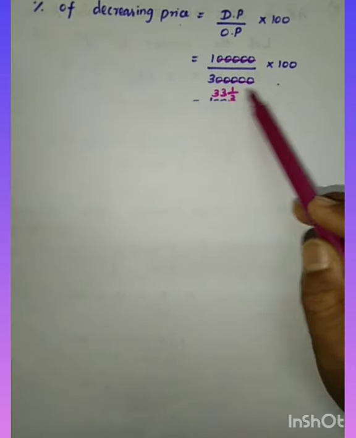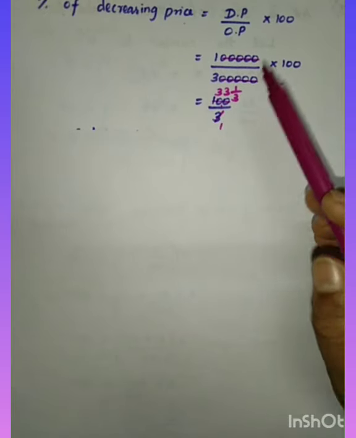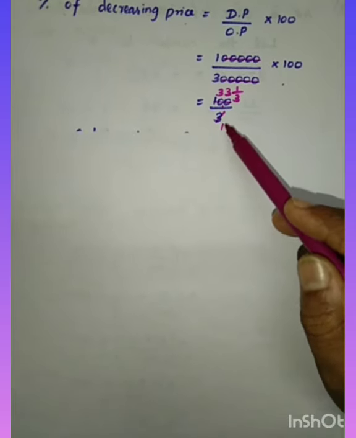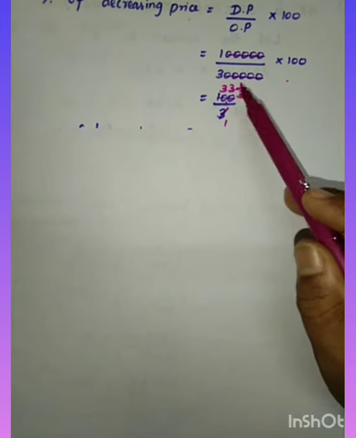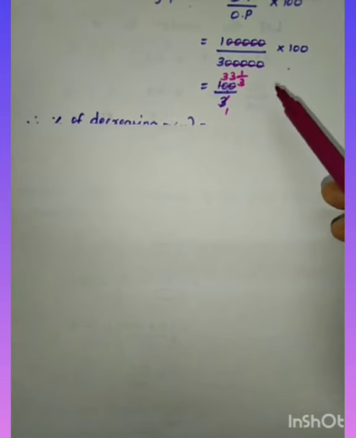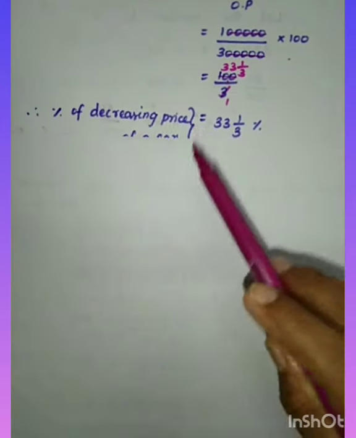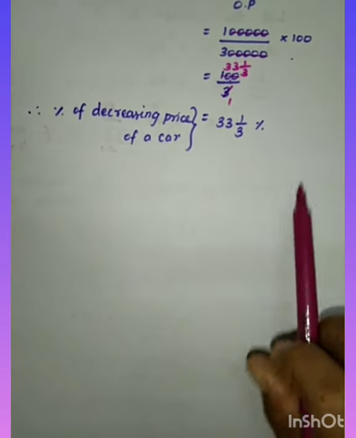So those zeros we have cancelled. Now the numerator is 100 and the denominator is 3. Then we can simplify with the third table. 3 3s are 9, remainder 1. Again 3 3s are 9, remainder 1 and the denominator is 3. So we can give the answer as mixed fraction. Therefore percentage of decreasing price of a car is 33 1/3%.